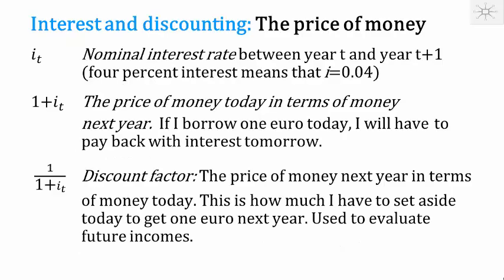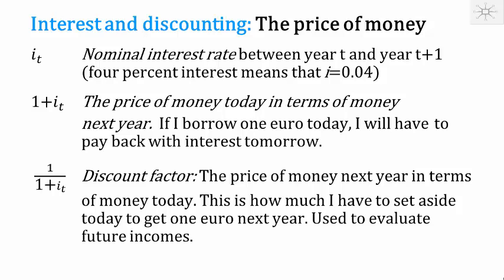So we start with interest rates and discounting. So the interest rate is the price of money. What do we mean by that? Well, let i_t be the nominal interest rate for a loan if you borrow money in year t and you pay back in t plus 1. And we write this so that if we have 4% interest, then i is 0.04. So all the time we will write the interest rate in this form. Rather than writing 4 for 4%, we write 0.04.